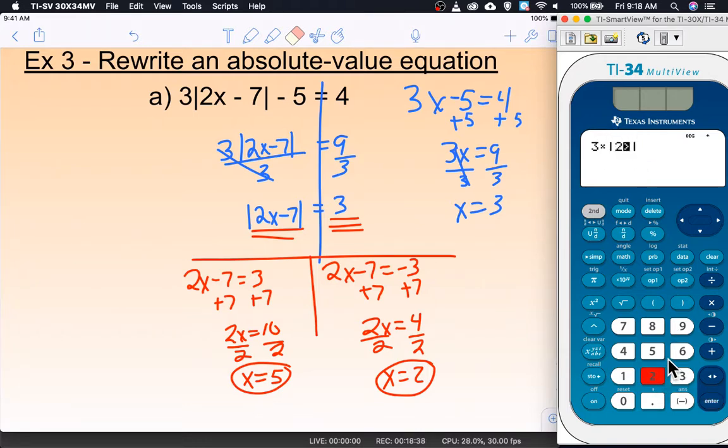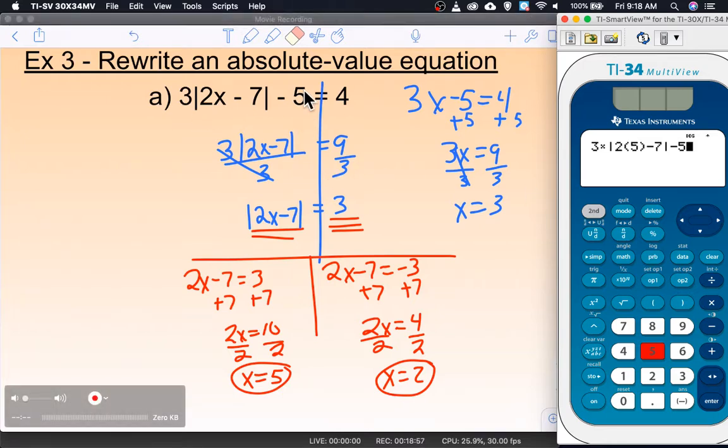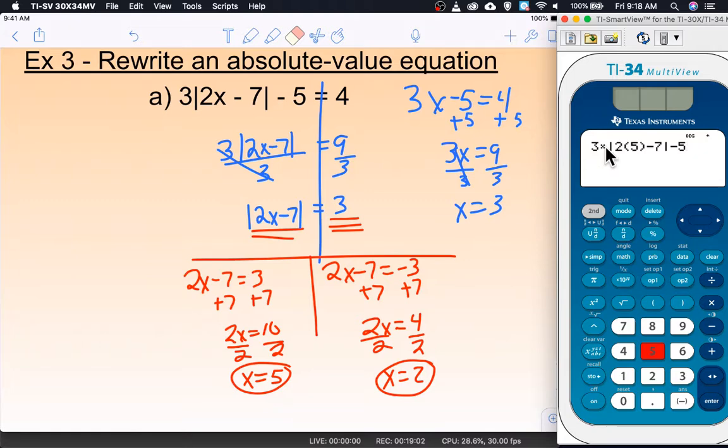2 times 5. Oopsie. It didn't put my parenthesis. There we go. Minus 7. Get out of the absolute value. Minus 5. So I have this whole thing typed in: 3 times the absolute value of 2 times 5 minus 7, closed absolute value, minus 5. That should equal 4. And it does.